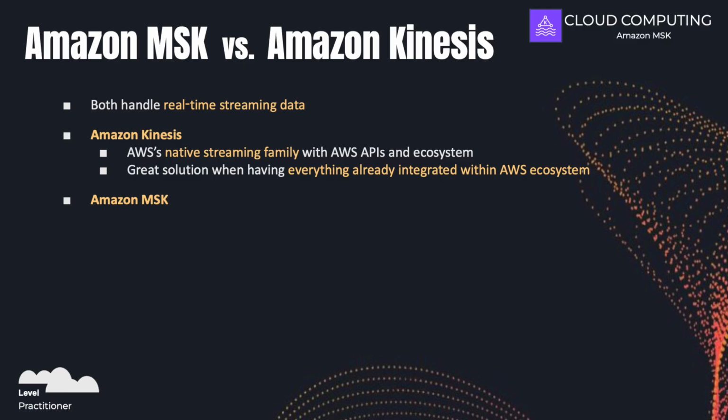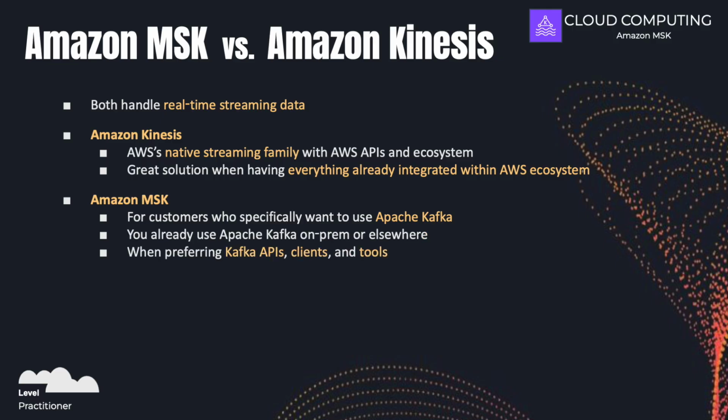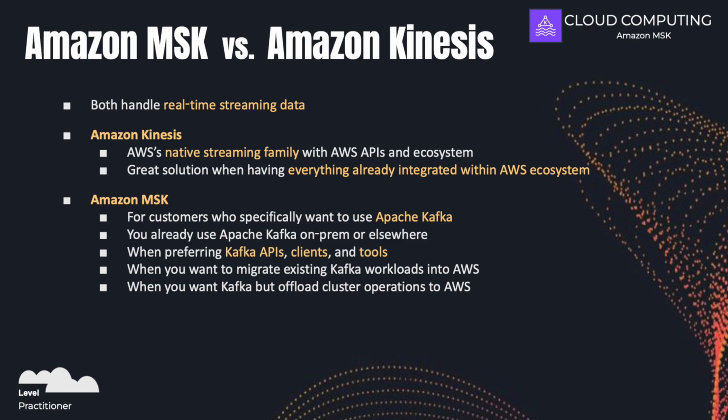But Amazon MSK is for customers who specifically want to use Apache Kafka. Maybe your team already knows Kafka, or you're using Kafka-based tools, or you want to migrate an existing Kafka workload into AWS. MSK lets you keep using Kafka with its API and ecosystem, but offloads the heavy lifting of running and operating the Kafka cluster. So you can think of it this way. Both services work with streaming data, but Kinesis is AWS's native option, while MSK is the managed option for people who prefer Kafka.